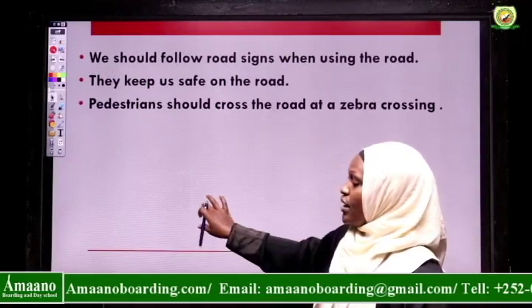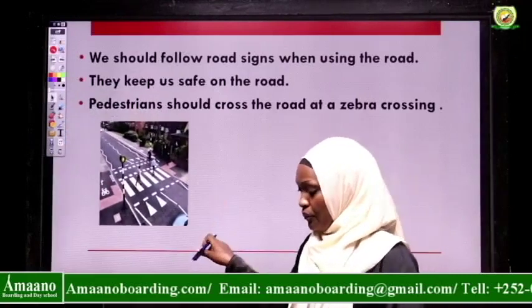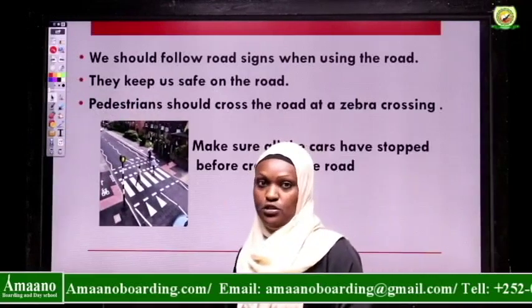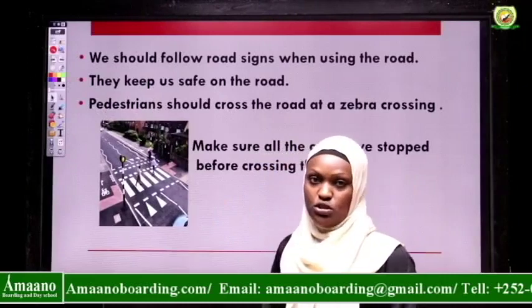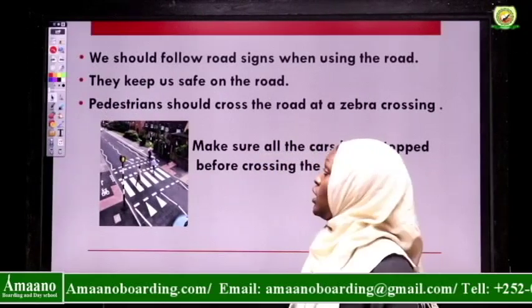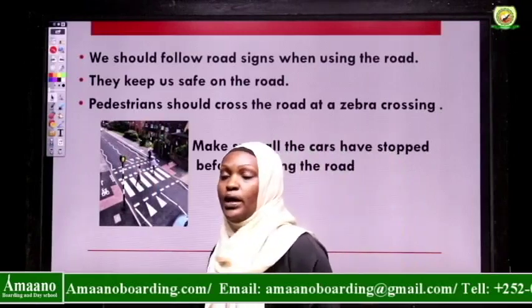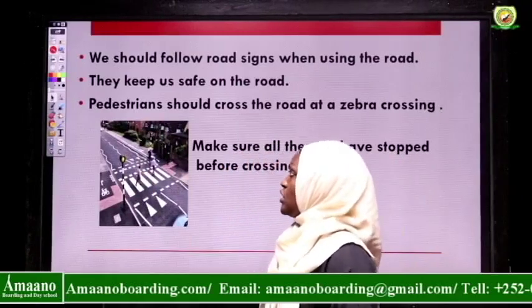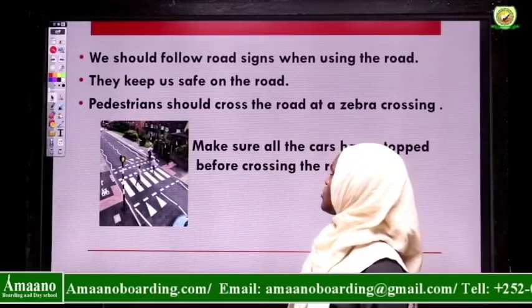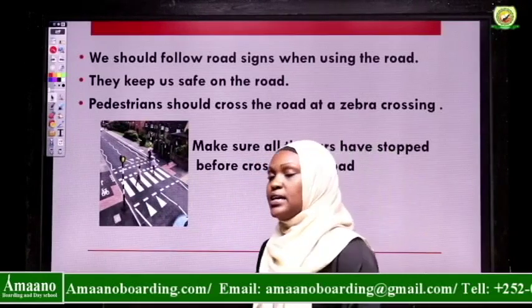Now we have those people walking on the road by foot. They are not using the bus, they are not using the car, and they are not riding a bicycle. We call those people pedestrians. The people walking along the road, we call them pedestrians. And pedestrians should cross the road at a zebra crossing.